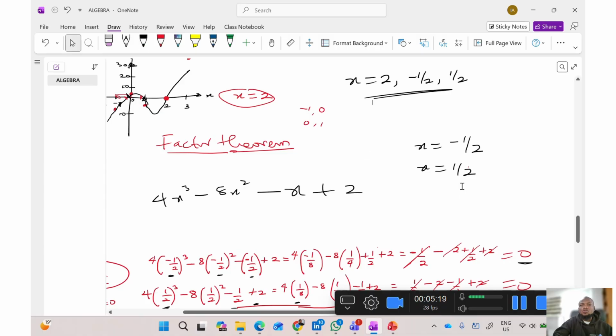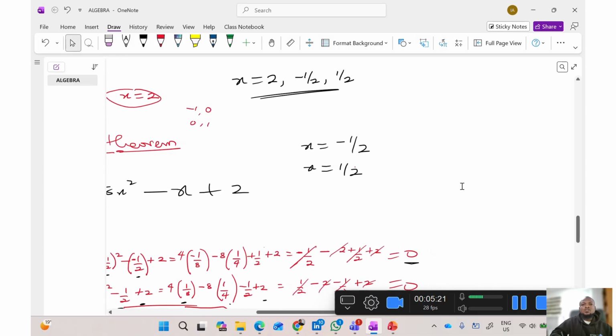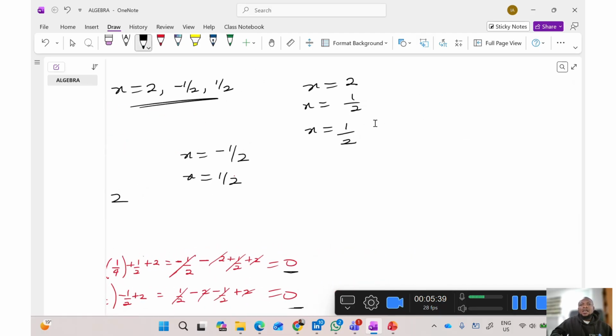And for the factors, I know that x is equal to 2 is a solution, x is equal to minus half is a solution, and x is equal to half is a solution. So how do I write the factors? It's very easy. To write the factors, you just take it to the other side. So this implies that x minus 2 is a factor.